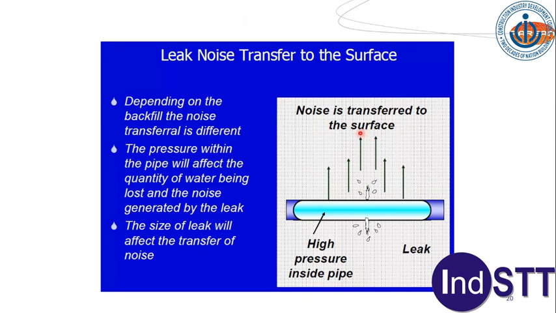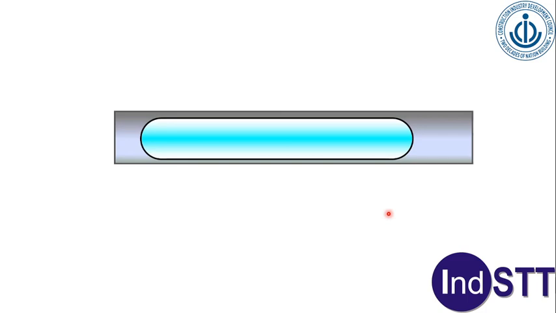The pressure within the pipe will affect the quantity of water being lost and the noise generated by the leak. Obviously, if you have high pressure inside the pipe, the leak noise will be higher. That's very easy to understand. And the size of the leak will affect the transfer of noise. Again, big leaks will have a different noise, and small leaks will have a different noise.